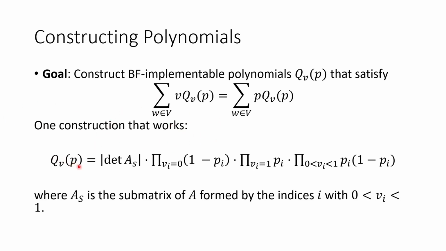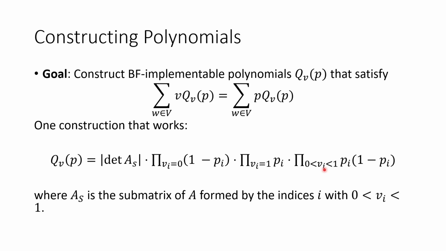We set qv of p to equal the determinant of A sub S times the product over the coordinates where vi equals 0 of 1 minus pi, times the product over the coordinates where vi equals 1 of pi, times finally the product over the coordinates vi which are strictly between 0 and 1 of pi times 1 minus pi. And this is implementable by exactly the procedure mentioned a few slides ago. And like in that procedure, A sub S is the submatrix of A formed by the rows where the coordinates are strictly between 0 and 1.